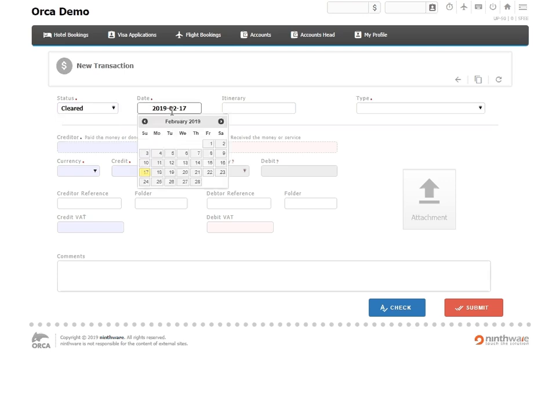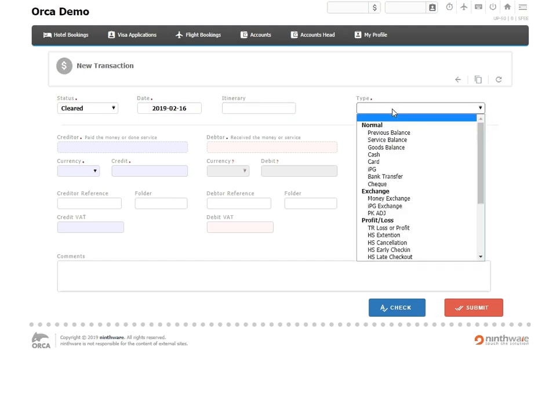The date is the actual date of the transaction. So if you received this payment, for example, yesterday, you have to put the date of the actual transaction. Itinerary, just leave it for now, just leave it empty. The type is very important.